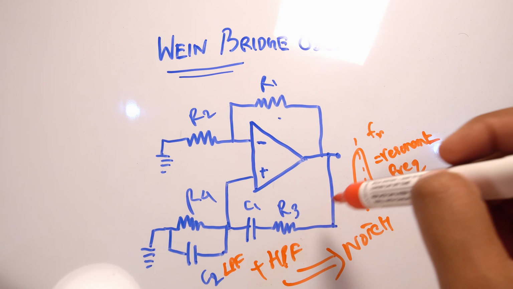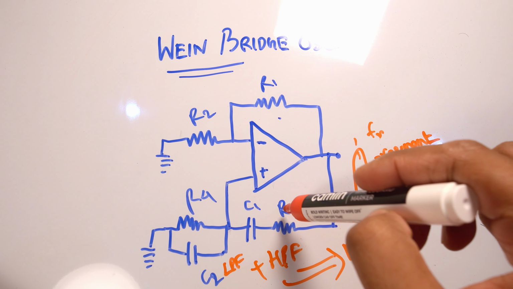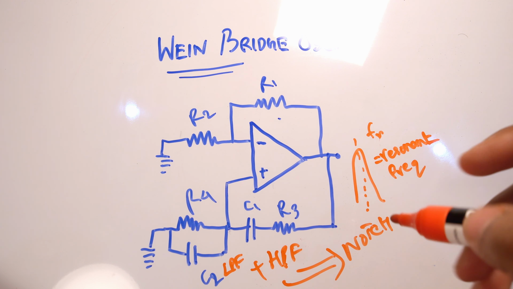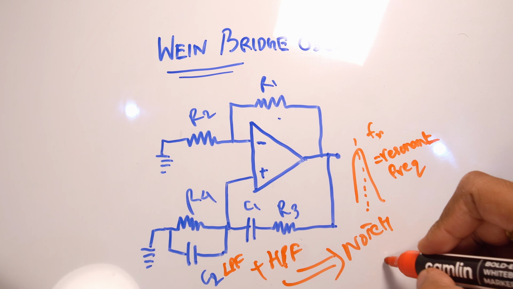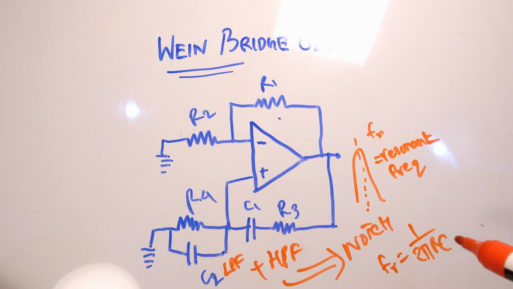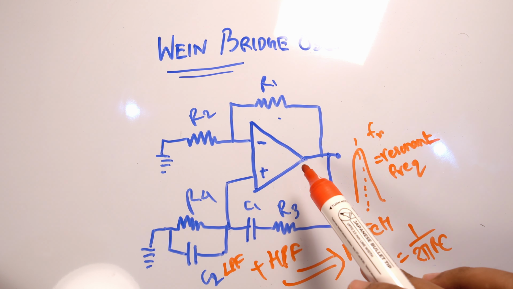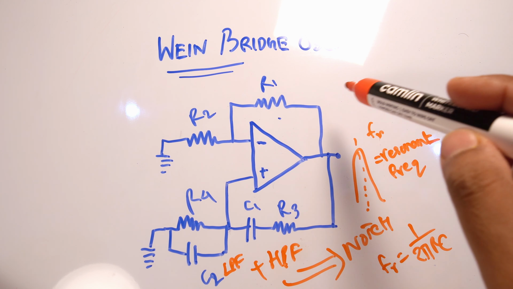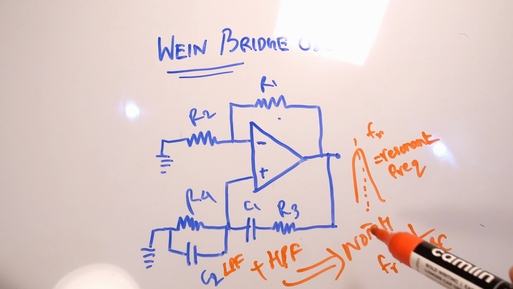So ideally what happens in Wien Bridge is that these resistors are the same and these capacitors are the same, forming a very simple equation for the resonant frequency, and that is FR is 1 by 2 pi RC, and this is also the oscillating frequency of this circuit. So by this calculation we can calculate at which frequency the sine wave will be produced.